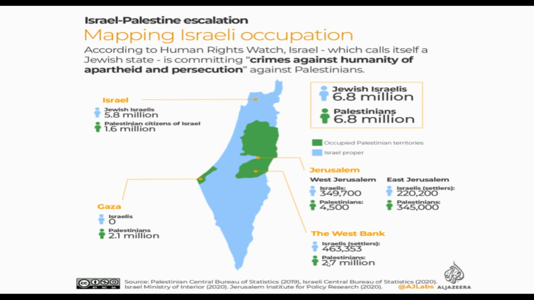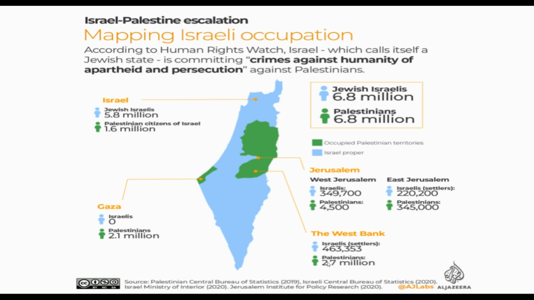In Israel, in the blue area, you can see 5.8 million Jewish people and 1.6 million Palestinians who are citizens of Israel. In Gaza, there is no Israeli population, and overall 2.1 million Palestinians live there. When we look at the West Bank, it is 2.7 million, currently close to 3 million Palestinians and 463,000 Israeli settlers.